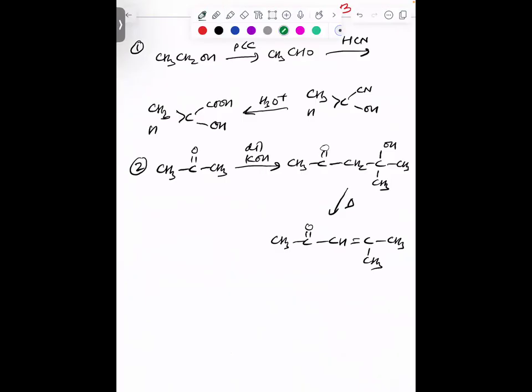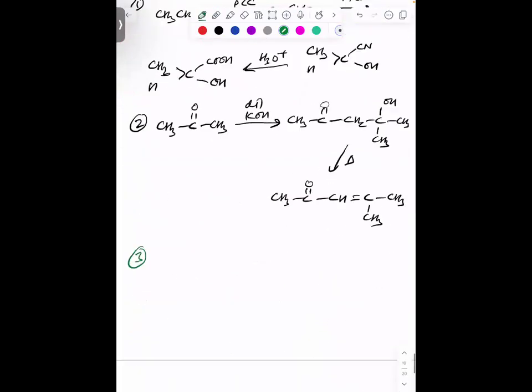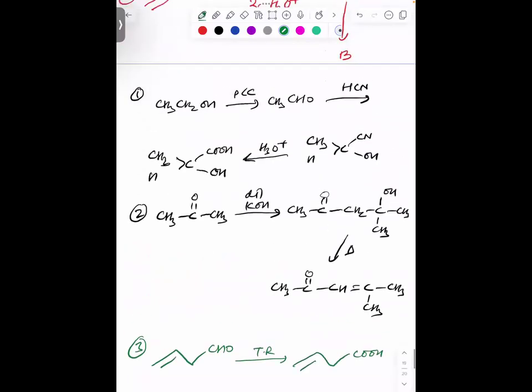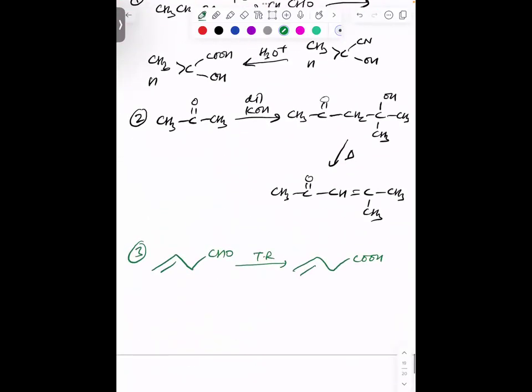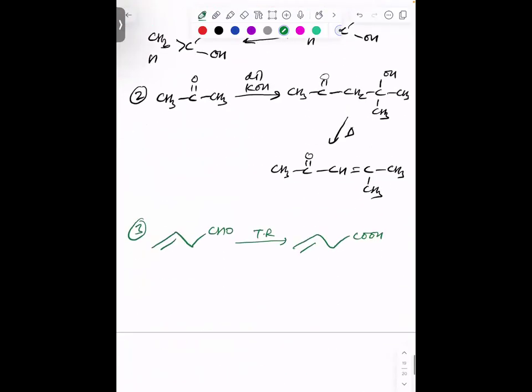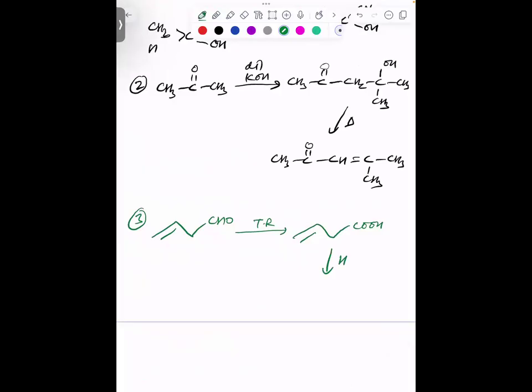Next, third and last question for today. Okay, so it is the compound and Tollens reagent. Tollens reagent, as you know, doesn't affect the olefinic bond. So then add hydrogen bromide. So that gives this product.